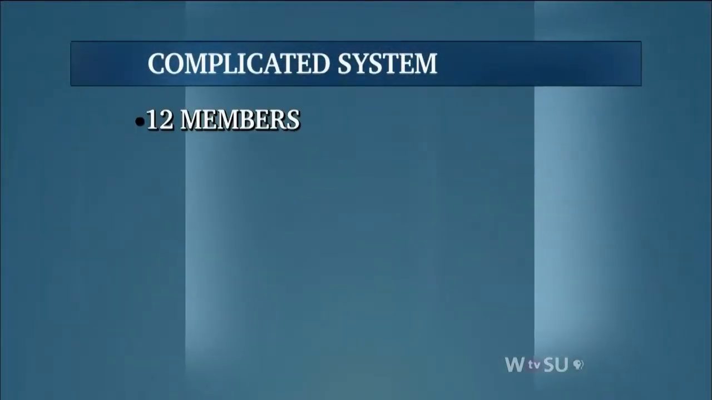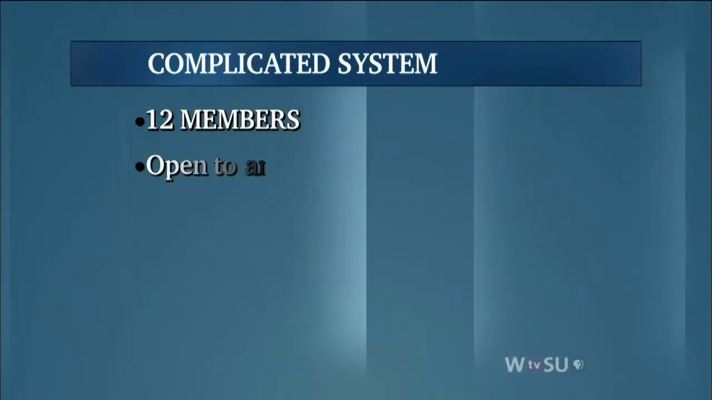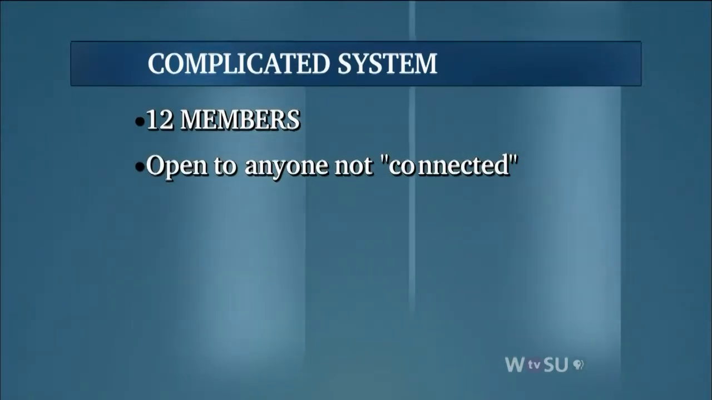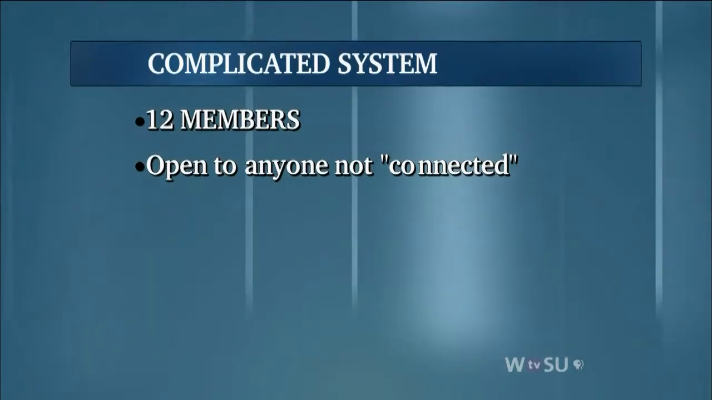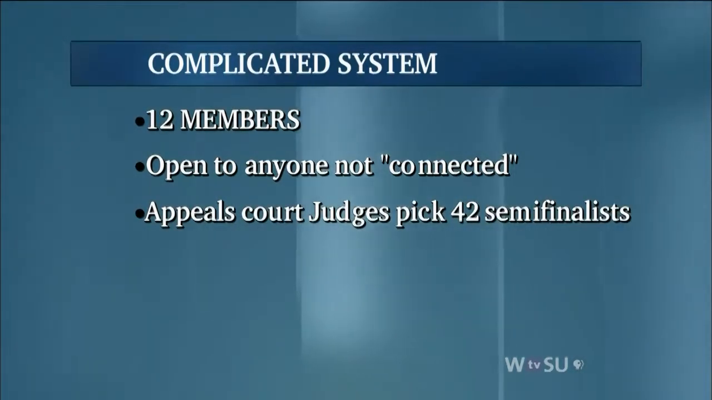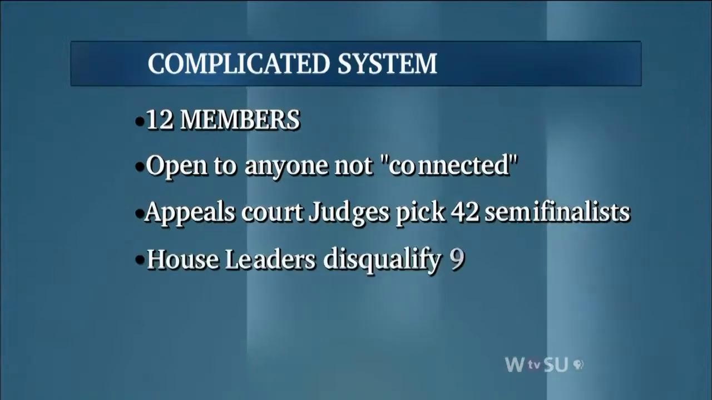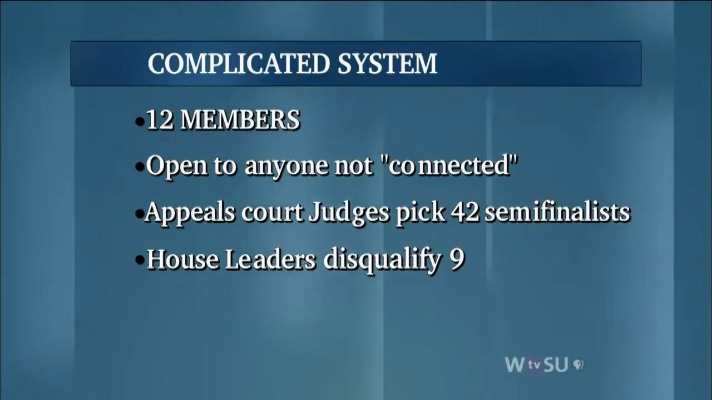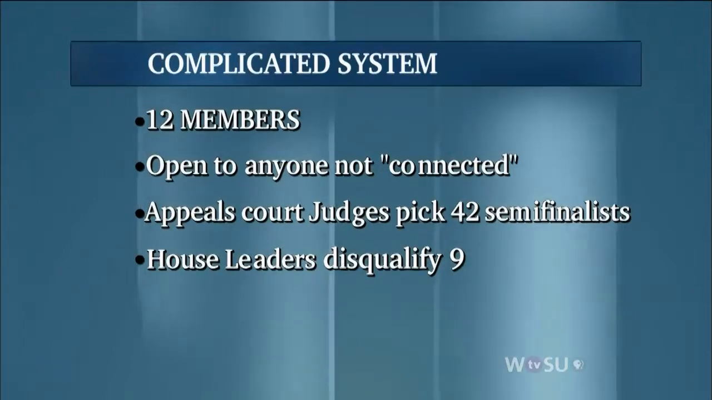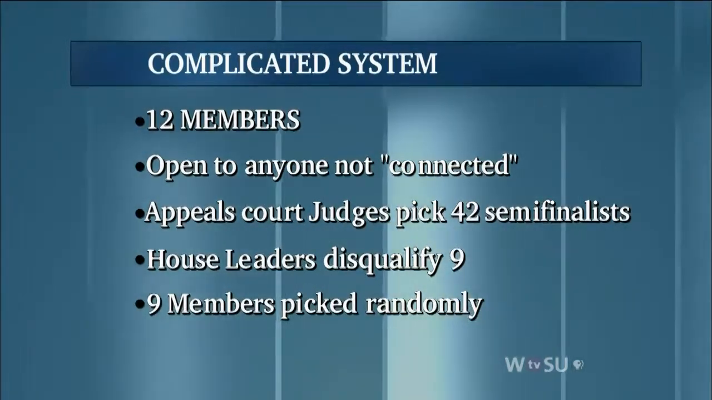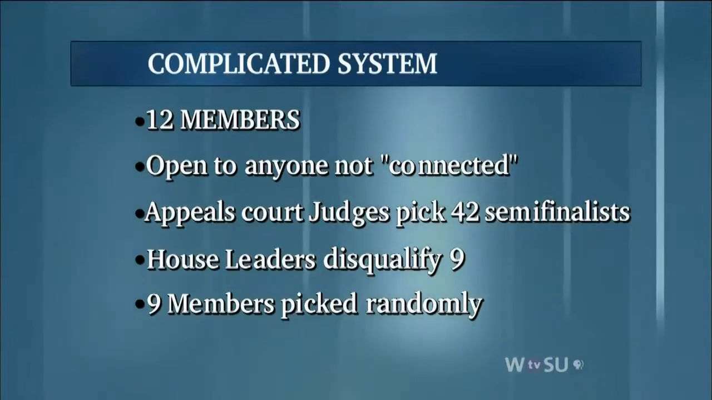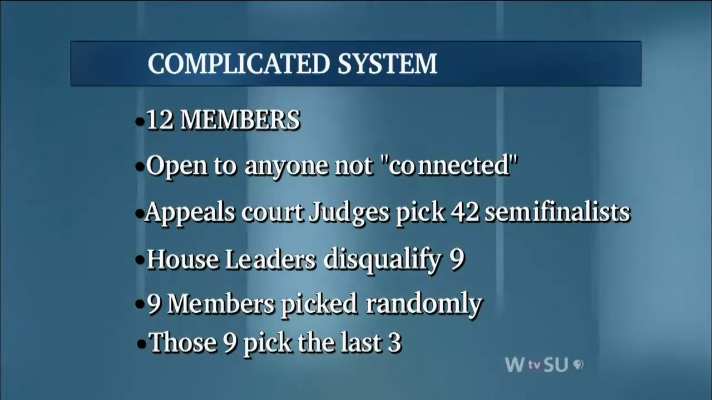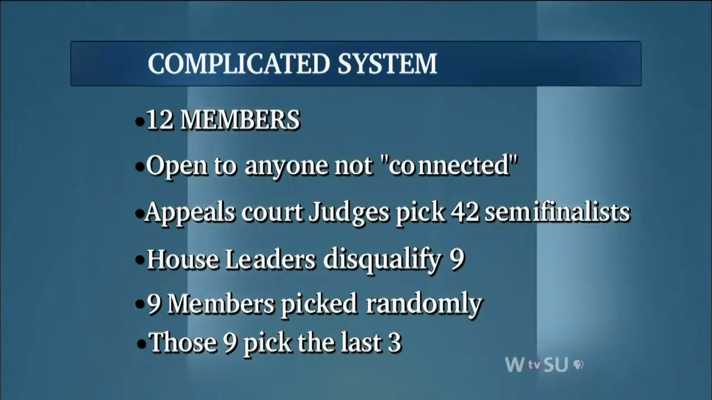Let's get to how this commission would be made up. It is a little complicated based on the amendment. Let's take a look. It's 12 members. Again, they are not elected. It's open to anyone who is not connected: no big donors, no politicians, no top-level bureaucrats in state government. Appeals court judges pick 42 semifinalists based on their merit. House leaders, 1 Democrat and 1 Republican, can disqualify 9 of those semifinalists. Then from that last pool, 9 members are picked at random by the appeals court judges, and those 9 members pick the last 3 members of this commission.